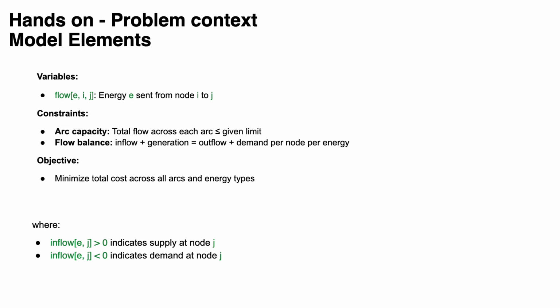This ensures that the inflow plus local generation exactly equals the outflow plus local demand at every single node for each energy type. Objective. Our goal is to minimize the total delivery cost across all arcs and energy types. To keep our math simple, we use a sign convention. A positive inflow value indicates a supply node, while a negative inflow value indicates a demand node.